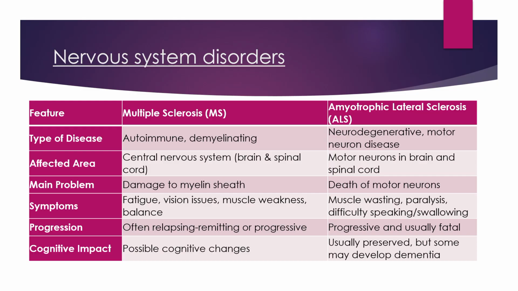Amyotrophic lateral sclerosis, or ALS, is a neurodegenerative motor neuron disease. Motor neurons in the brain and the spinal cord; it causes death of the motor neurons. So symptoms are muscle wasting, paralysis, difficulty speaking or swallowing, progressive and usually fatal. Cognitive impact is usually preserved, but some may develop dementia.